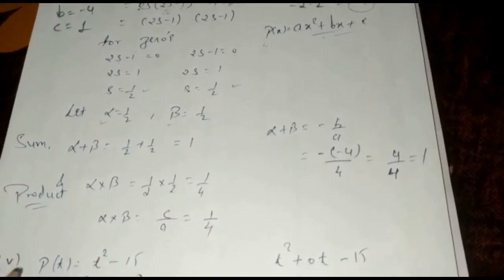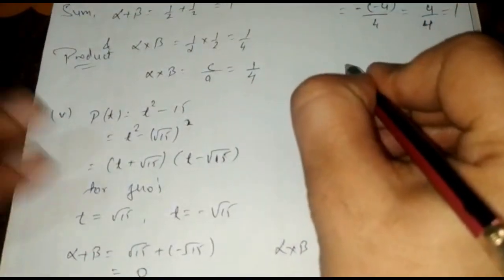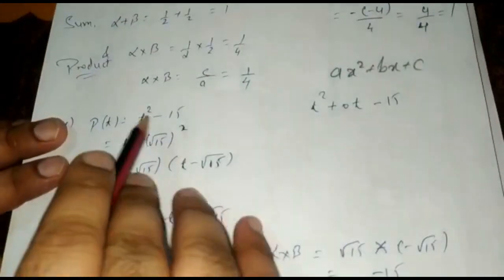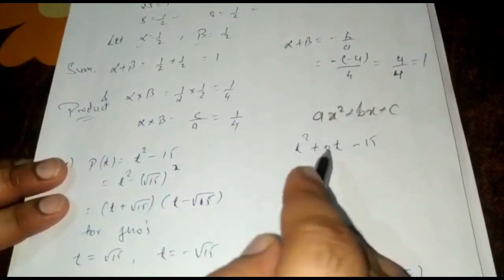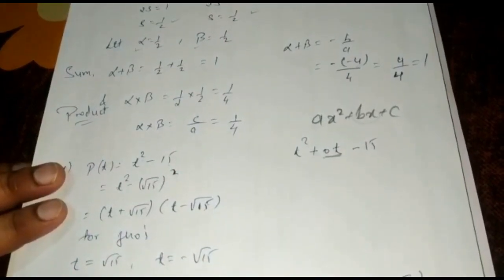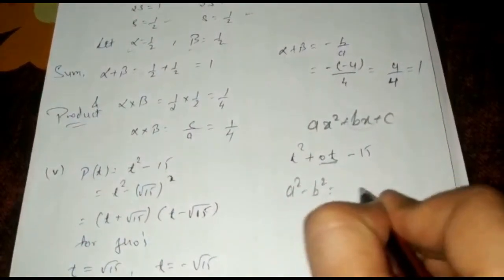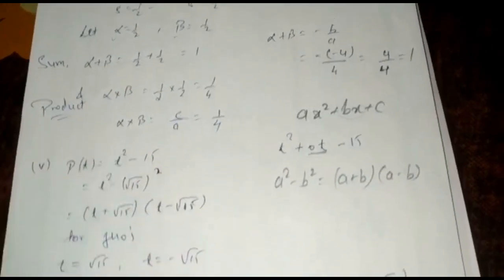Now, the next question is a little bit different from the other questions. Let us discuss how it is different. As we discussed, the question is given in the form of ax square plus bx plus c. Here it is clear that ax square is there, c is also there, but bx is not. So when bx is not there, we can write it in the form of 0t if it is necessary in the question. But we have to understand a formula that a square minus b square will be equal to a plus b into a minus b. So here t square minus 15 is given.